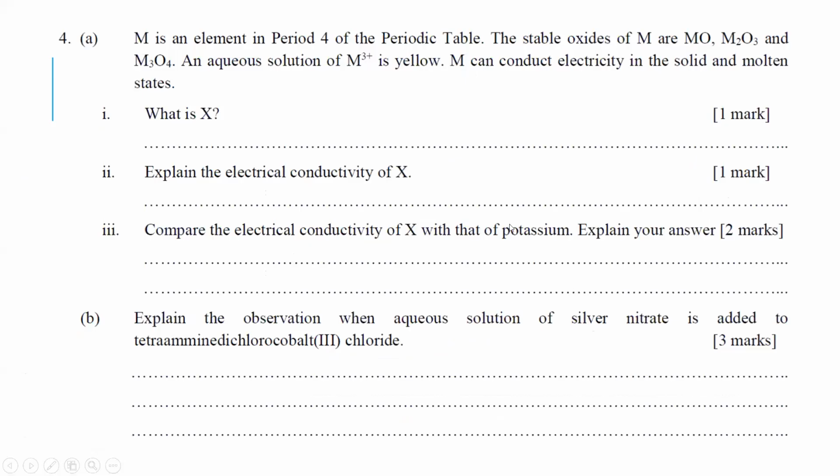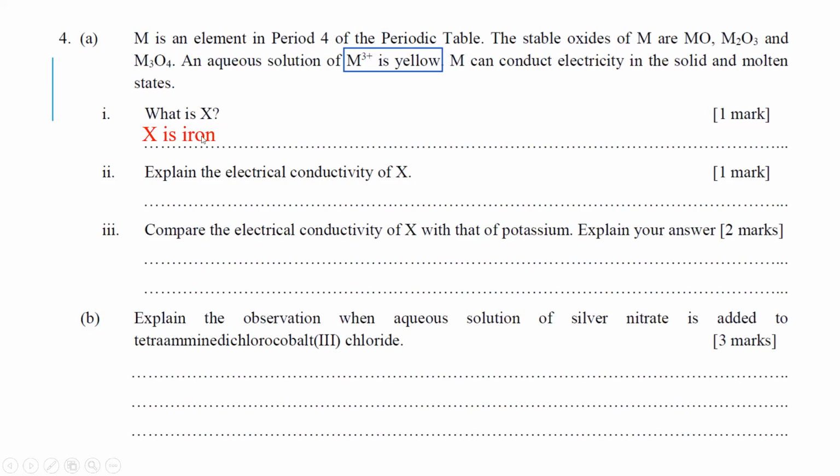M is an element from period 4 of the periodic table. Stable oxides of M are MO, M2O3 and M3O4. An aqueous solution of M3+ is yellow. Now, this is a very important keyword that can tell you what M probably is. And M can conduct electricity in solid and also molten states. What is X? If you have to remember some of the colors of the ions that is possible for you to remember, the one that is yellow in here is actually iron. M is iron.